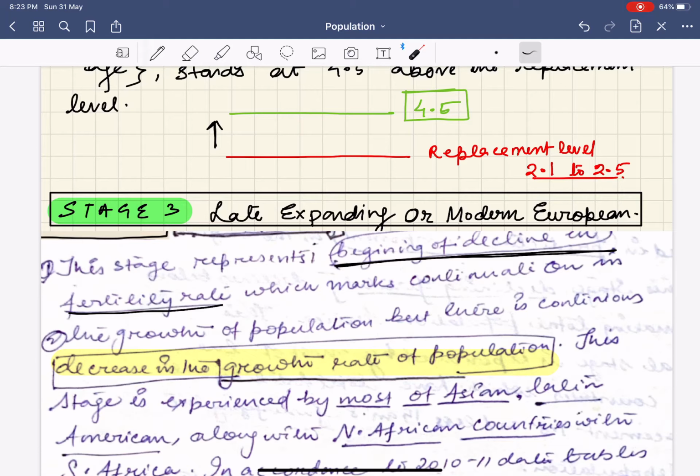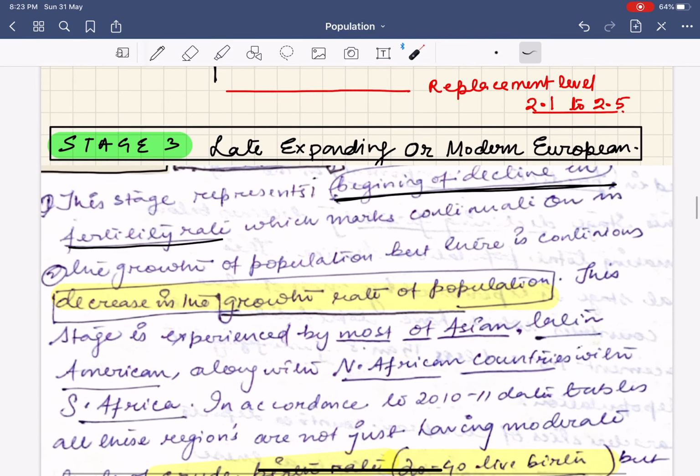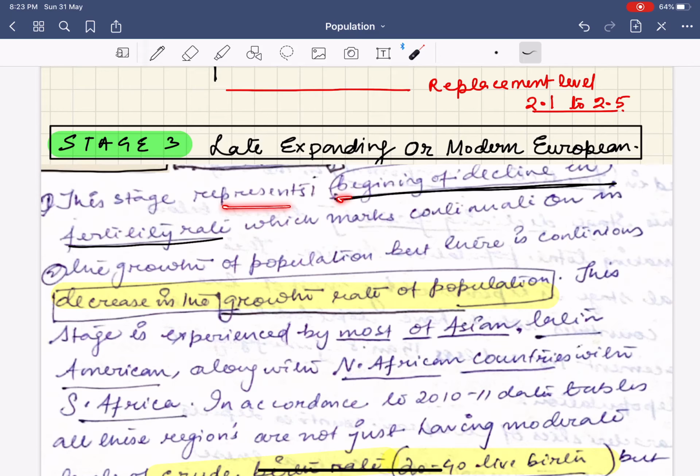Stage 3 is called the late expanding or the modern European. The notes are a little bit blurred, but please listen to me very carefully. Now this stage represents the beginning of the decline in the fertility rate. What did we see in stage 2? There was decline only in the mortality, but fertility remained constant. But in this stage, both your fertility and mortality have declined. Mortality declines further, but there is also decline in your fertility.